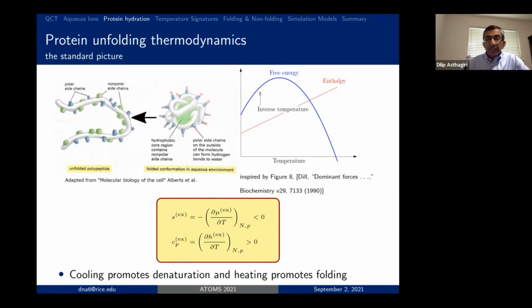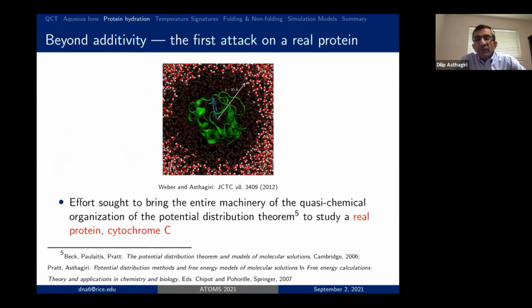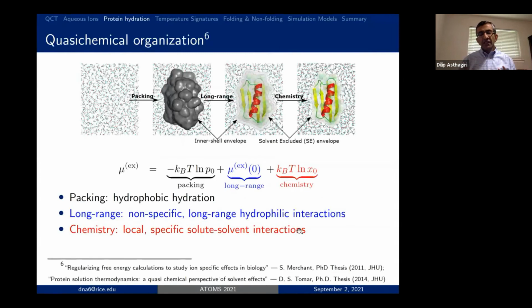So let's see what theory predicts for this. Back in 2012, we took a first step in saying, okay, let's try to model the hydration free energy of a protein. And this was our first attack, and we did this for the protein cytochrome C. We learned a lot from that initial study. It was not a perfect study by any means, but from that initial step, we figured out a lot of issues. In later iterations, we refined the theory to better account for the shape of the protein.